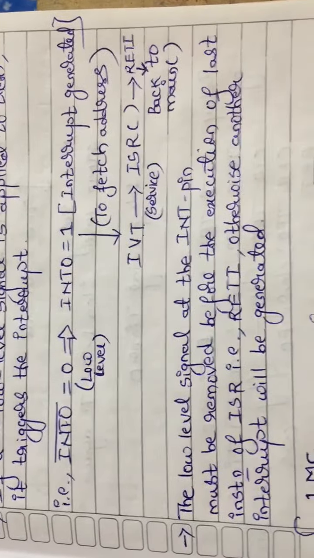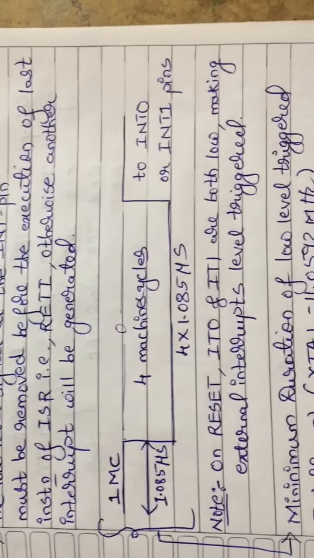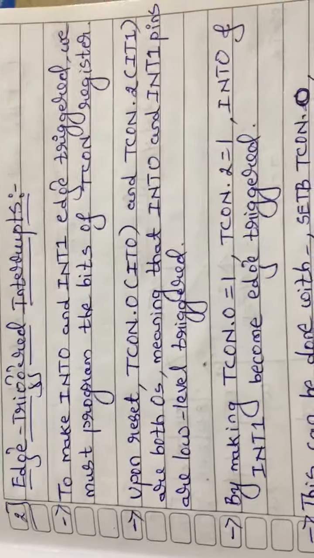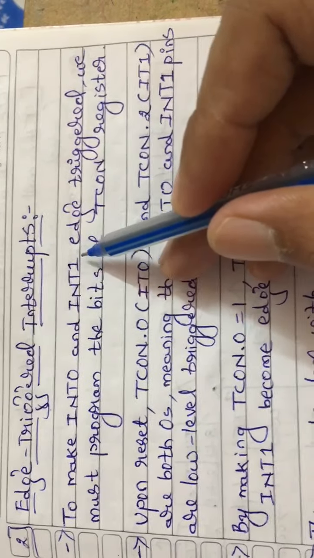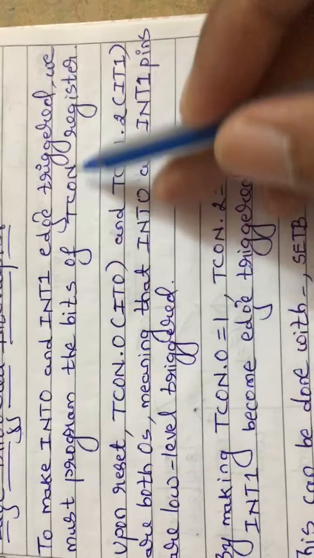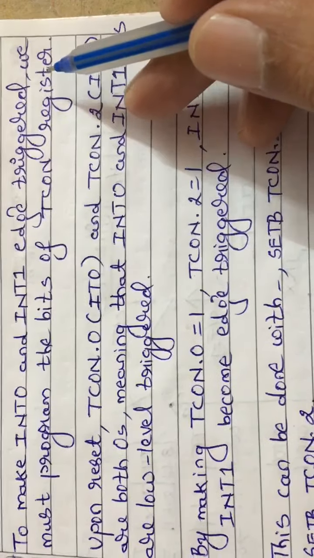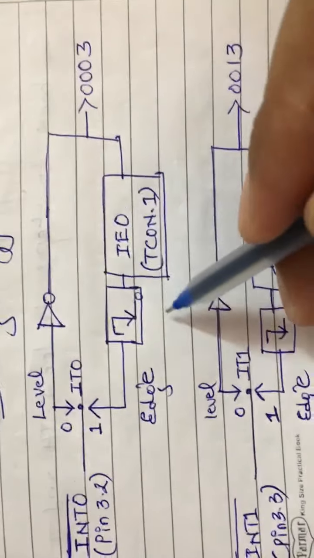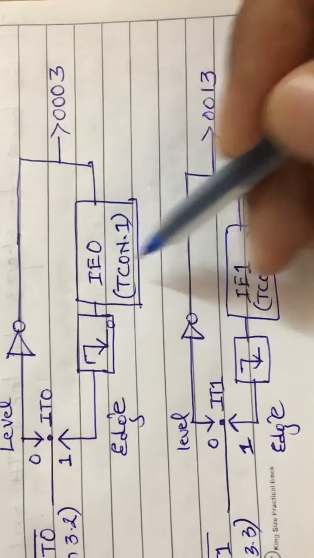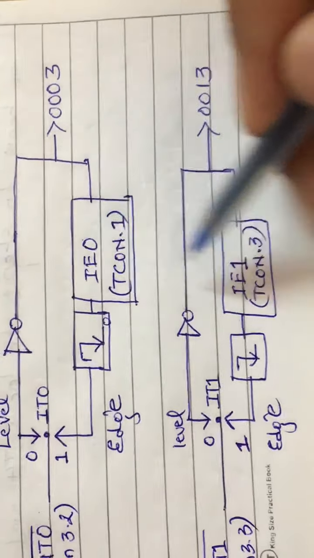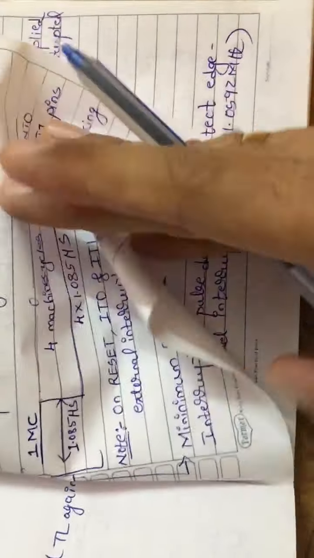You just go through this video once again, and if you have any questions you can ask. And now let us move to the next, that is edge triggered interrupt. Edge triggered interrupt is very simple. To make INT0 and INT1 edge triggered, we must program the bits of the TCON register, as I said in the last session while dealing with the program. If we want the edge triggered interrupt, we need to program this particular bit. Just we need to set these two bits. That's it. That only I have written here.